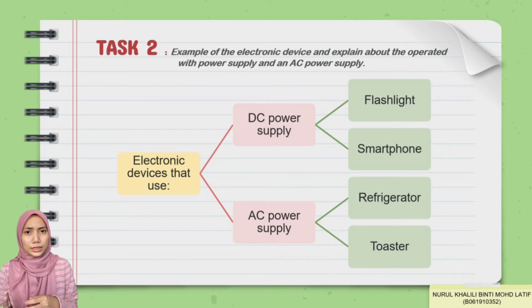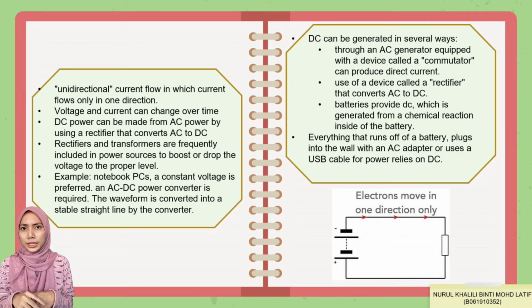supply. So the example for DC power supply are like flashlight and smartphone, while example for AC power supply are refrigerator and toaster. The operation of DC power supply can be described as a unidirectional current flowing, which current flow only in one direction. Voltage and current can change over time as long as the flow direction remain constant.